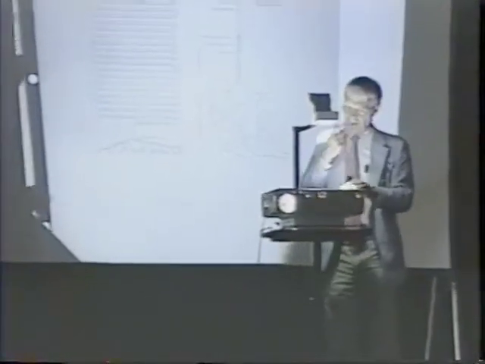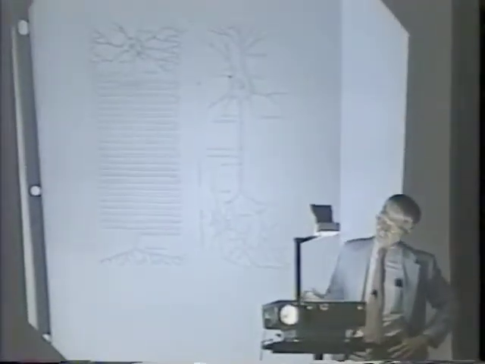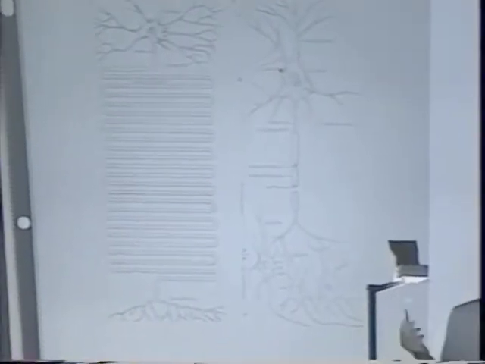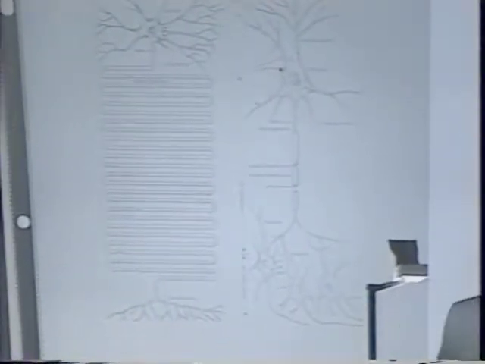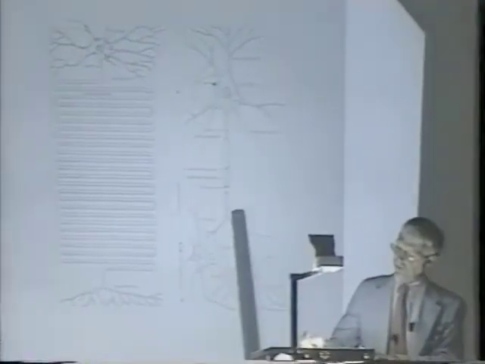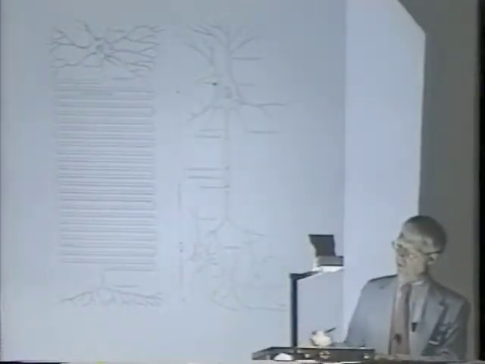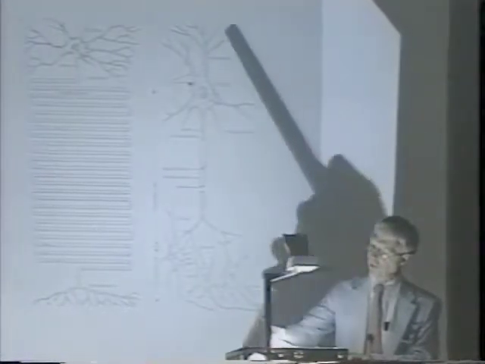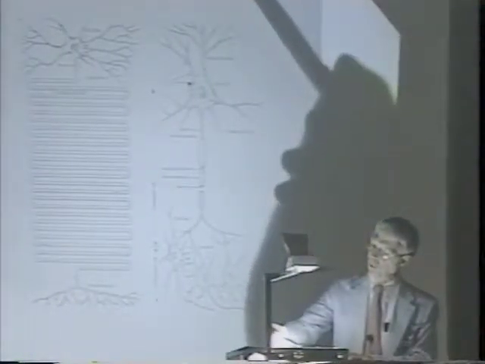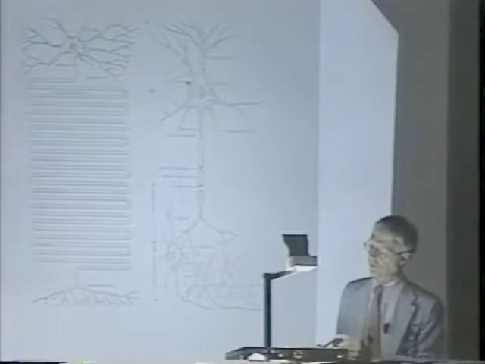You've been shown nerve cells before today. Here's a sketch of a typical nerve cell. It's got 3 important parts from my present perspective. One is a cell body. The other is an axon which goes out and branches and makes contact with the other cells. And the third are the dendrites, which receive contacts from other cells.